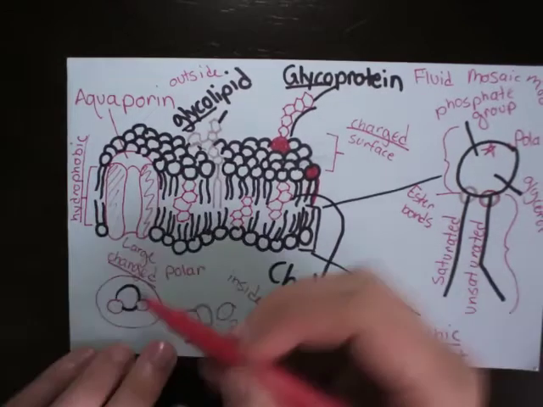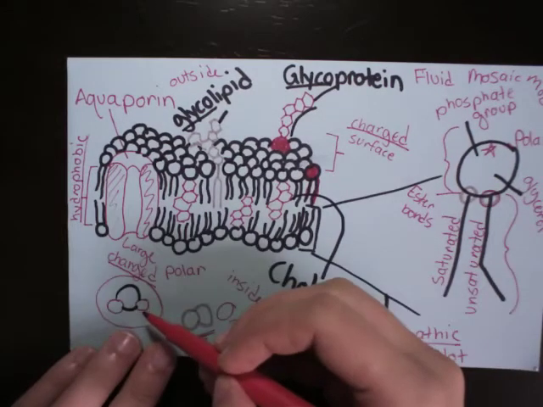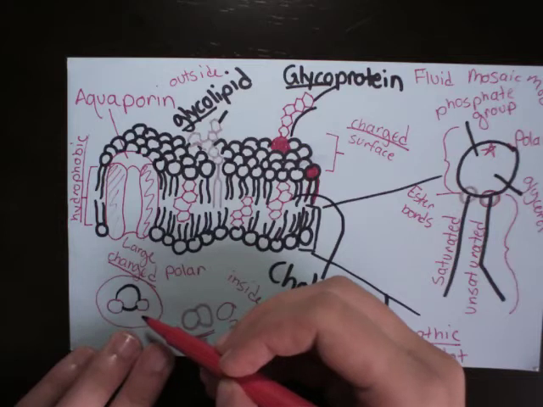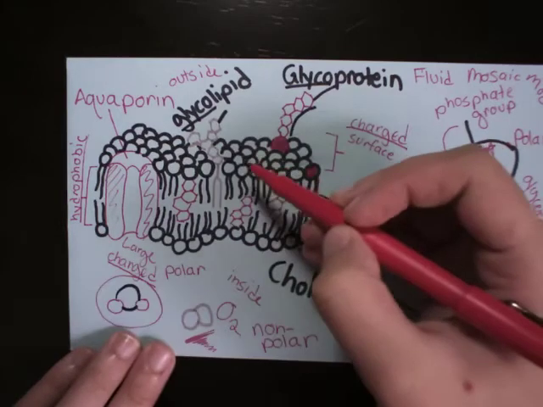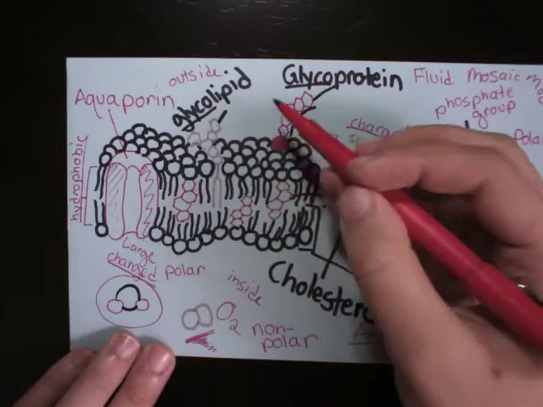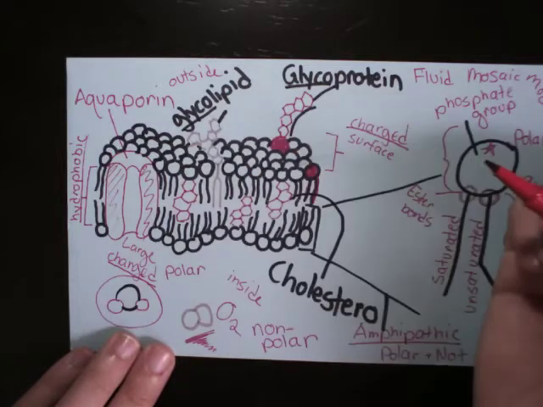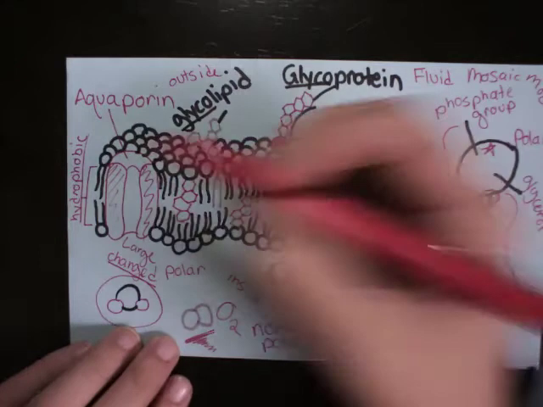Now, things like water are a little too big and a little too polar to just pass right through the membrane, but they still need to get in and out of our cells. So how are they going to get through the membrane? They need the help of proteins.